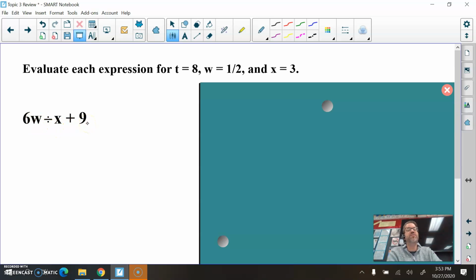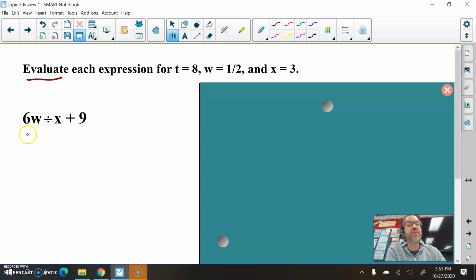Okay, so anyway, here I have 6w divided by x plus 9. And I want to evaluate this expression for t equals 8. Well, there are no t's here. W equals 1/2. X equals 3. So what I'm going to do is substitute these numbers in place of these variables. So instead of 6w, which means 6 times w, remember if there's no times sign between a number and a variable, that means we're multiplying them together.